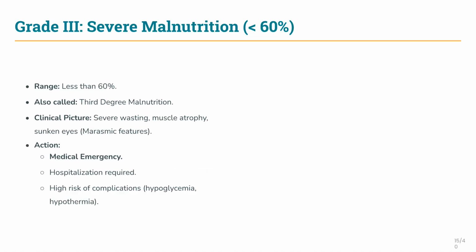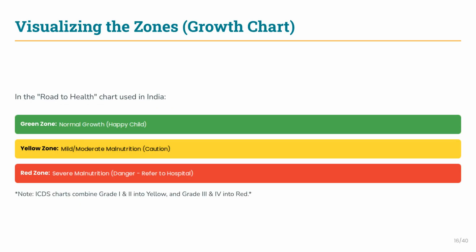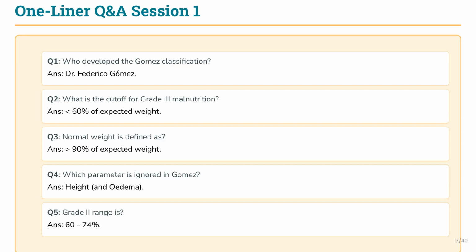Grade 3, or severe malnutrition, is classified as less than 60%. This is a medical emergency requiring hospitalization due to severe wasting, muscle atrophy, and a high risk of complications. When visualizing these zones on a growth chart, the green zone represents normal. The yellow zone often combines grade 1 and 2, and the red zone represents severe malnutrition, typically grade 3 or IV. To review some key points, Dr. Federico Gomez developed the classification.